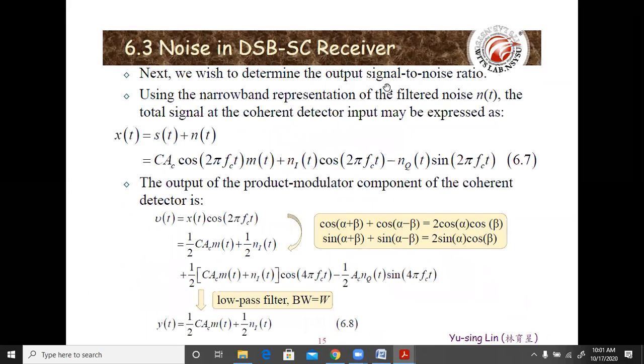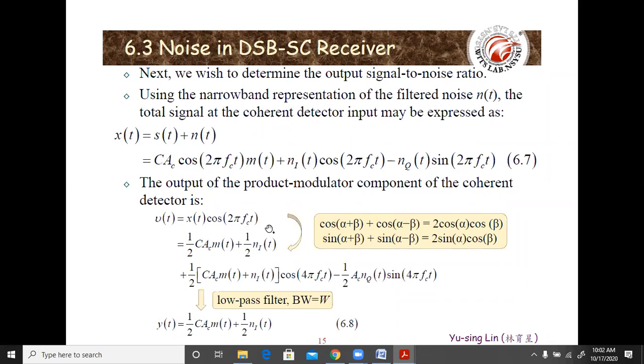So next we wish to determine the output signal to noise ratio using the narrowband representation of the filtered noise n(t). The total signal at the coherent detector input can be expressed. We already said that x(t) consists of s(t) as well as n(t). s(t) is Ac cos(2 pi fc t) m(t), and n(t) has both the in-phase component and the quadrature component.